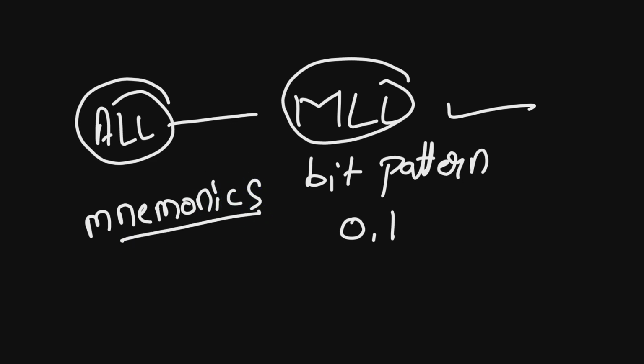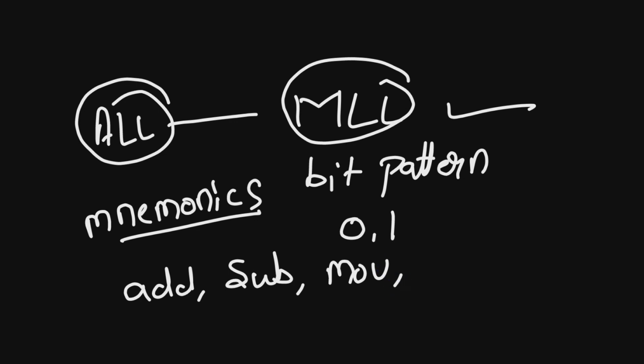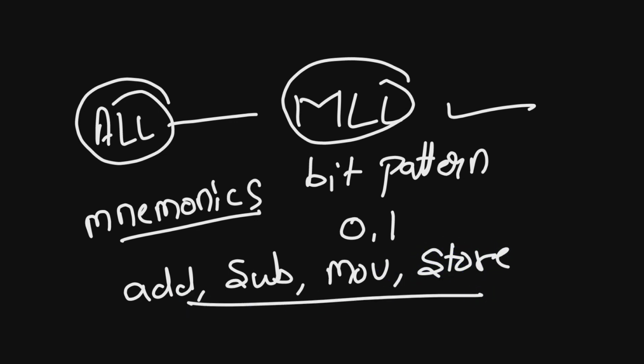So what do you mean by mnemonics? Mnemonics are nothing but add, sub, move, store. These are called as the mnemonics. Let us take an example. Suppose if we want to add two numbers, suppose we have to add a plus b. This is written in high level language.